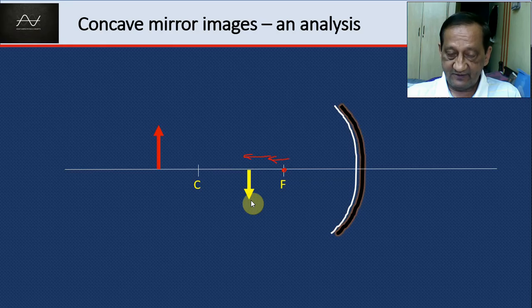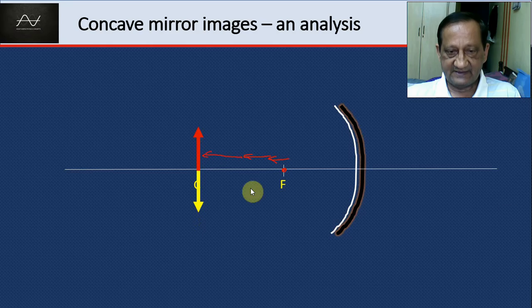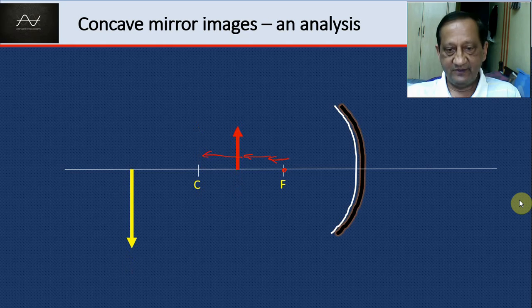Now let's bring the object even closer to the point C. The image, as you can see, has gone farther and the size has increased. Bring the object closer, between C and F. The image goes beyond C and for the first time it is magnified. But all the time it was inverted and real.